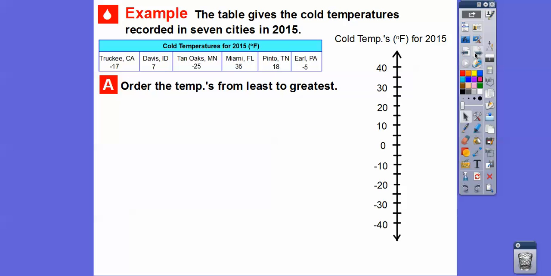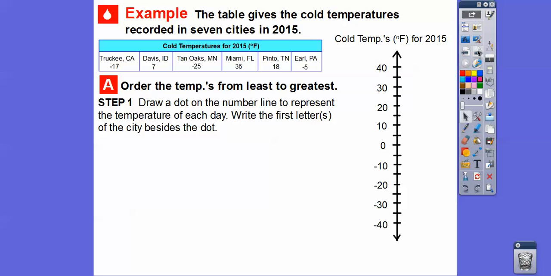All right, so let's go ahead and order the temperatures from least to greatest, okay? So we're going to go ahead and plot these points. So let's go ahead and plot negative 17. So here's 0 right here. So when we go down, it's negative. They're going by 5, so here's negative 5, negative 10, negative 15, negative 20. So negative 17 is probably going to be fitting right about there.